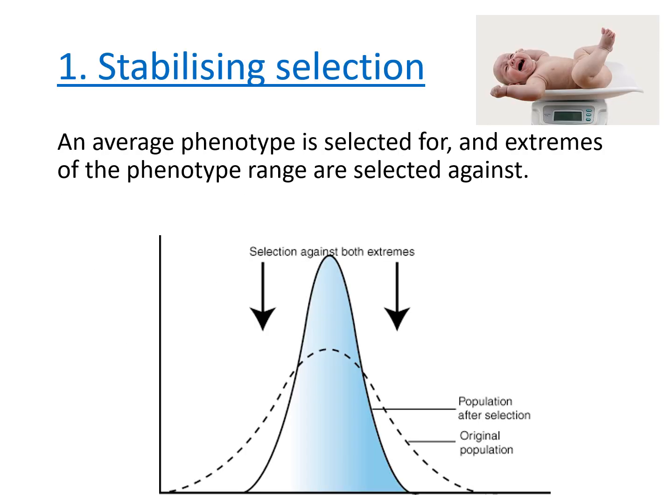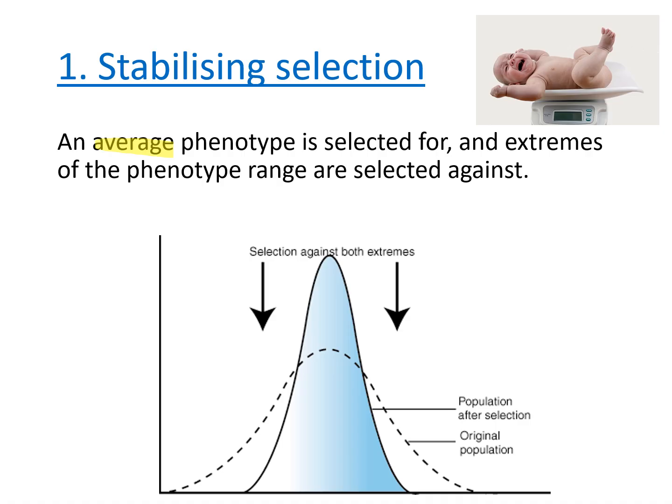Okay, so the first one that we'll look at is stabilising selection. And this is when we have an average phenotype that is selected for and extremes of the phenotype are going to be selected against. And just remember that phenotype is the physical characteristic of an organism.